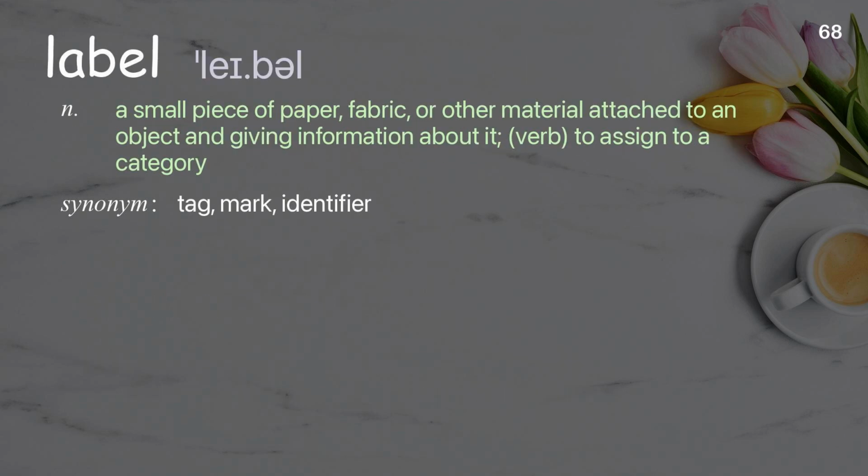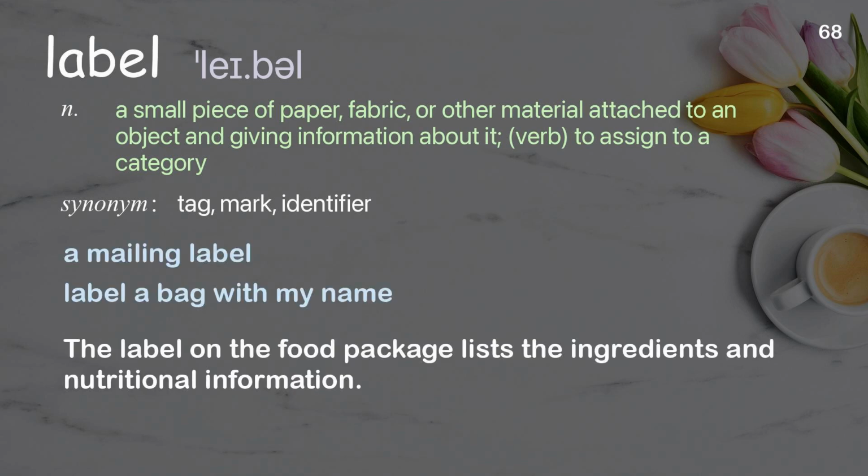Label. A small piece of paper, fabric, or other material attached to an object and giving information about it. Verb, to assign to a category. Examples. A mailing label. Label a bag with my name. The label on the food package lists the ingredients and nutritional information.